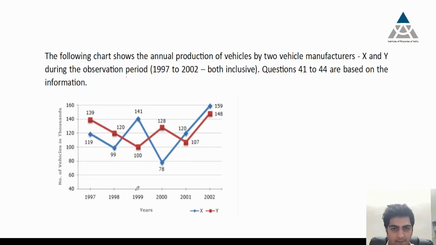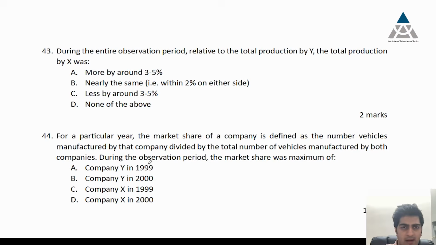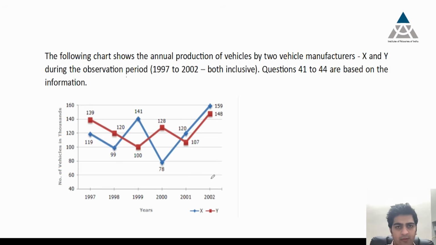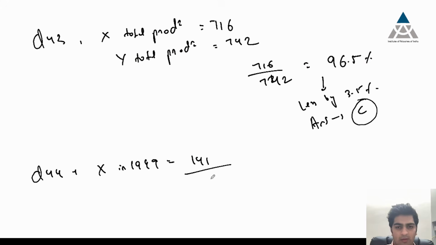So let's see. In 99, you can clearly see X was at 141, Y was at 100. So X's share in 1999, this is question 44, you don't even need to calculate for Y. X in 1999 was simply 141 upon, so you had 141 and 100, right? So upon 141 plus 100, which was the total sales, and this is 241. The answer is 58.5% market share was held by X in 99.